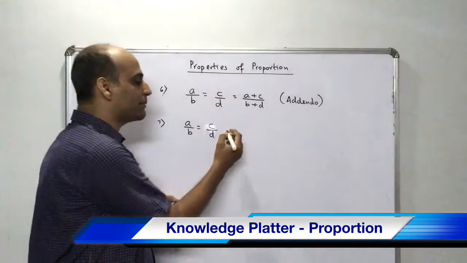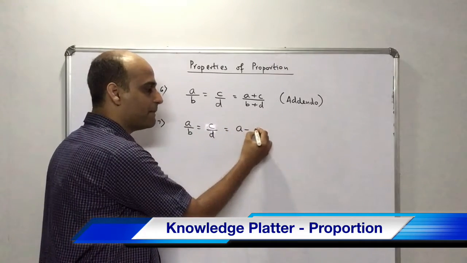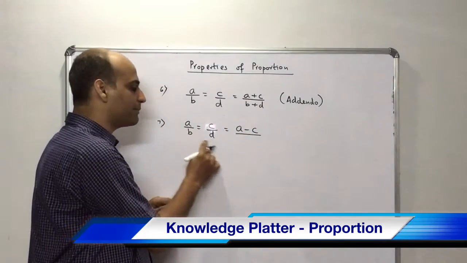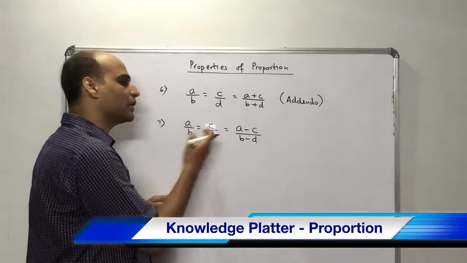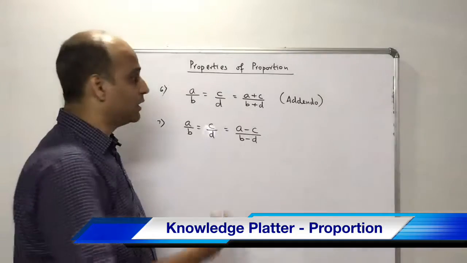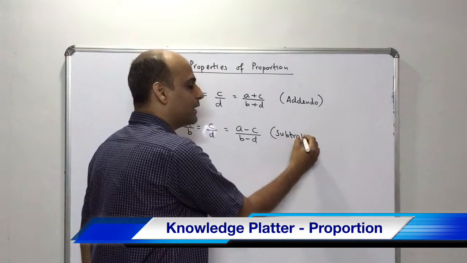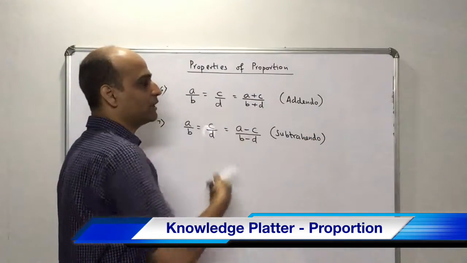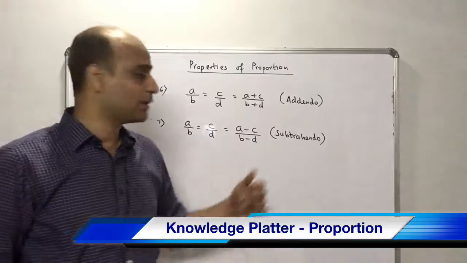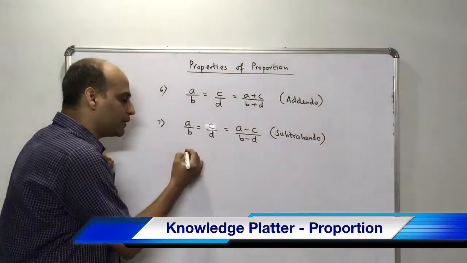Similarly, if you subtract the antecedent, that is A minus C, and if you subtract the consequent, that is B minus D, again all three would be equal. So this property is called as subtrahendo. So remember, when you simply add the numerator and denominators, it is addendo. When you subtract, it's subtrahendo. Okay, now a very interesting thing here.